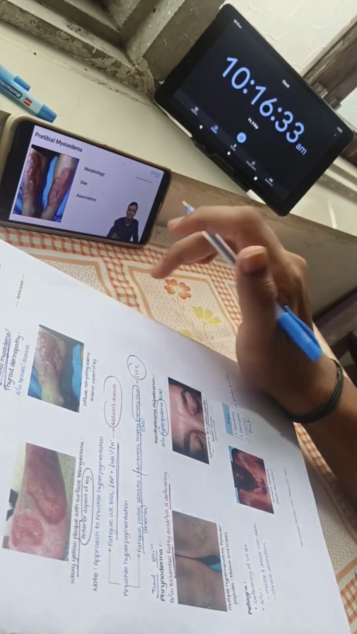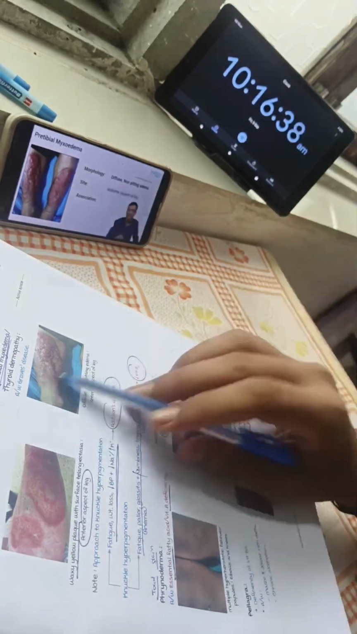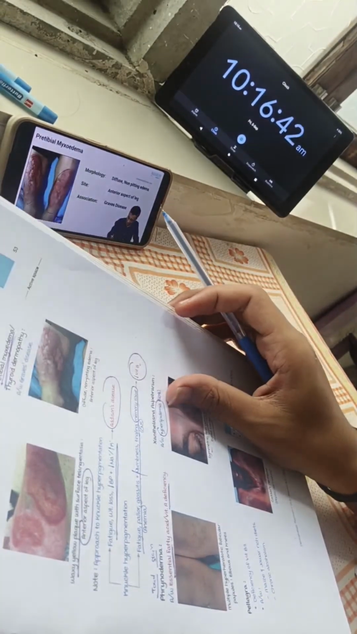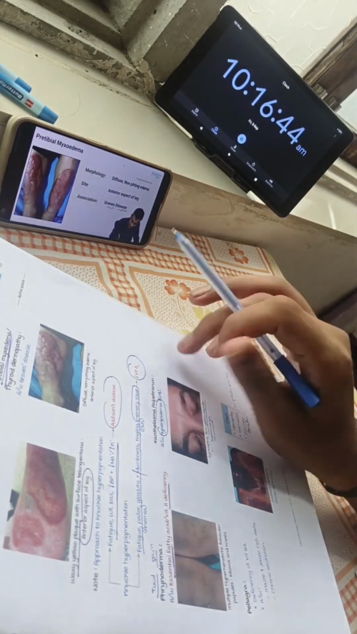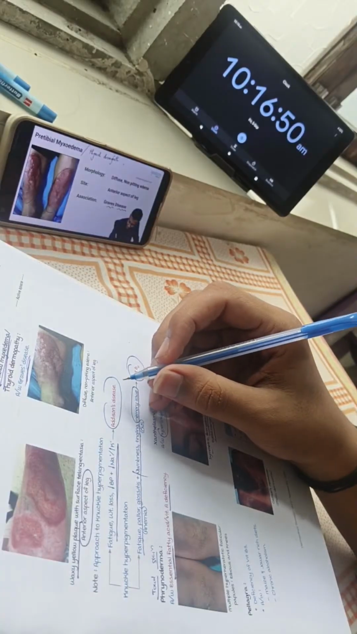Next, we move on to pretibial myxedema. The patient is going to present with non-pitting diffuse edema. You can see this non-pitting diffuse edema distributed over the anterior aspect of the leg, associated with hyperthyroidism, which is Graves' disease. That's why this condition is also known as thyroid dermopathy.